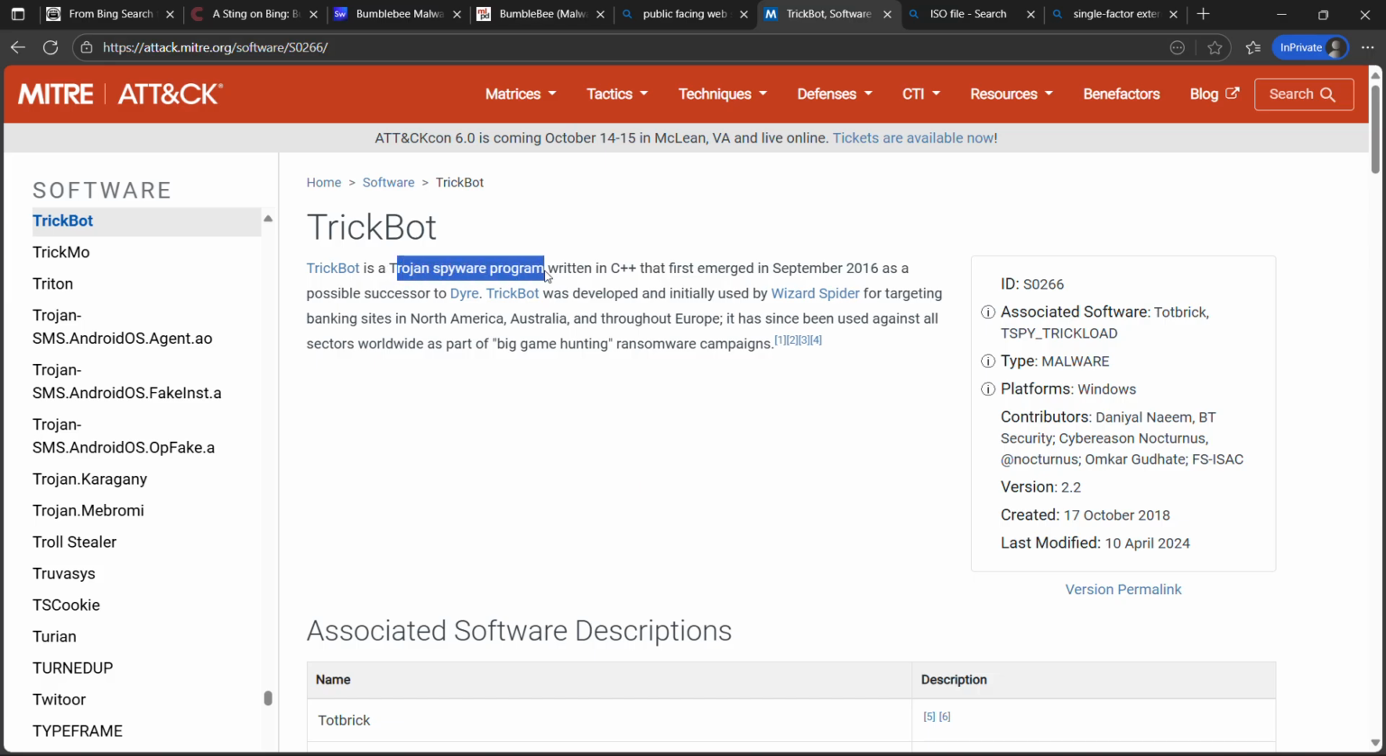TrickBot is a Trojan spyware program written in C++ that first emerged in September 2016 as a possible successor to Dyre. TrickBot was developed and initially used by Wizard Spider for targeting banking sites in North America, Australia, and throughout Europe. It has been used against all sectors worldwide as part of big game hunting ransomware campaigns.